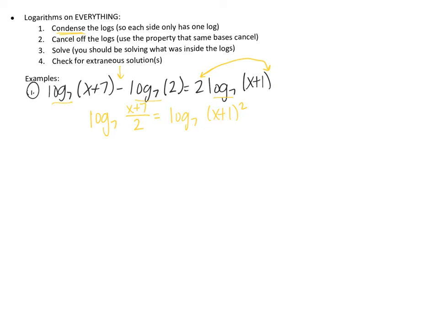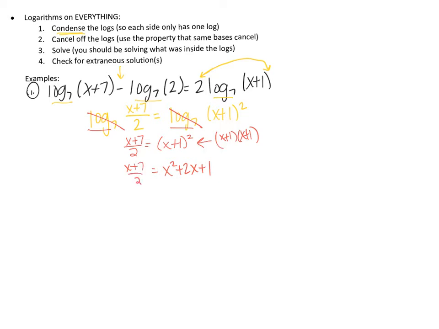Now, since I have the same base, a log base 7 and a log base 7, I get to cross those off. Same bases cancel. What that means is now I'm going to have the equation x plus 7 divided by 2 equals x plus 1 squared. This is a more simple equation to solve, so I'm going to solve it here, remembering that if it's squared, I have to write it twice and distribute it. Distributing that, I would get x squared plus 2x plus 1.